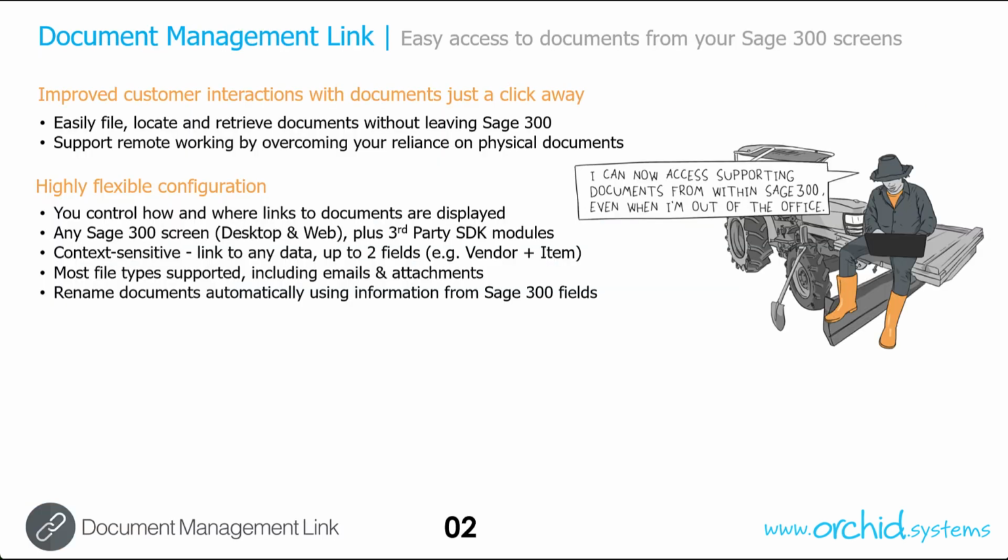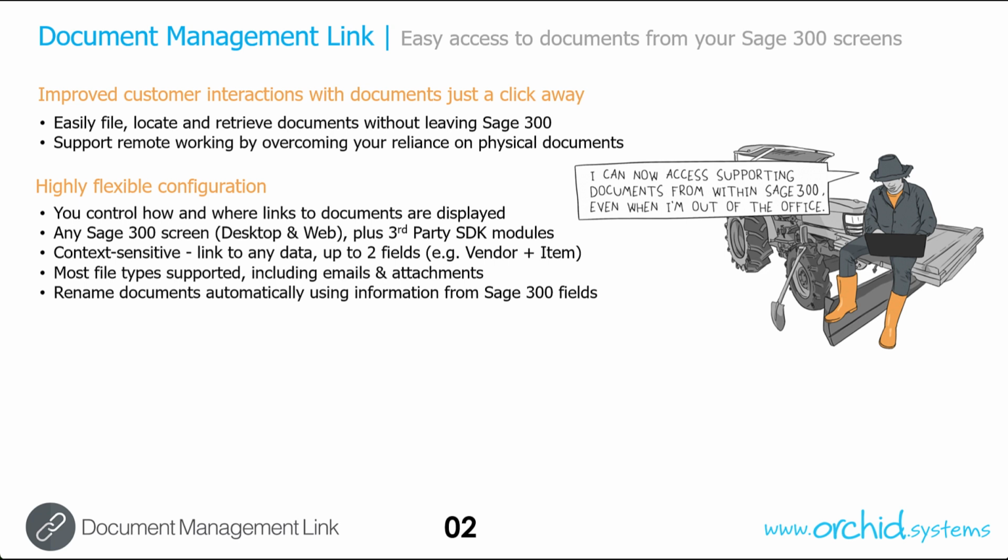Product number 2 is Document Management Link, which gives you the same flexibility in attaching documents to any Sage 300 screen on the desktop or the web, plus any third-party SDK module. It improves your customer interactions by allowing you to easily file, locate, and retrieve documents without leaving Sage 300, and it supports remote working by overcoming your reliance on physical documents. Same as Notes, you can link the documents to a Sage 300 field, like a vendor, or a combination of 2 fields. So you could have documents associated with the vendor and the item code.